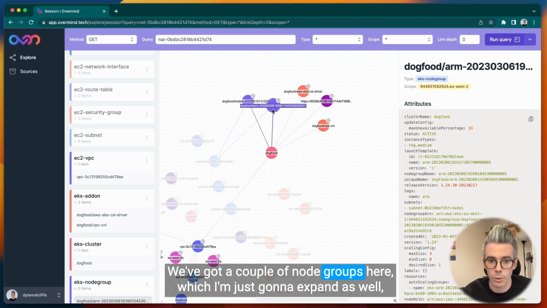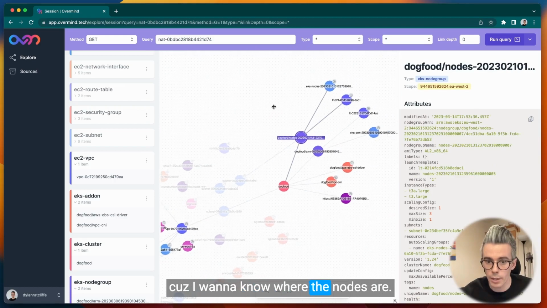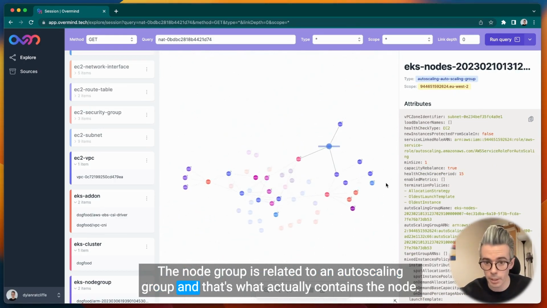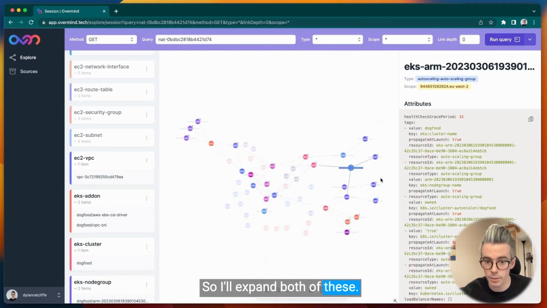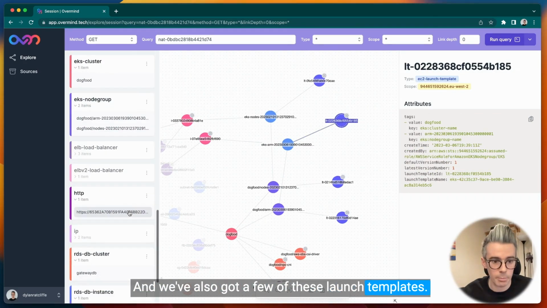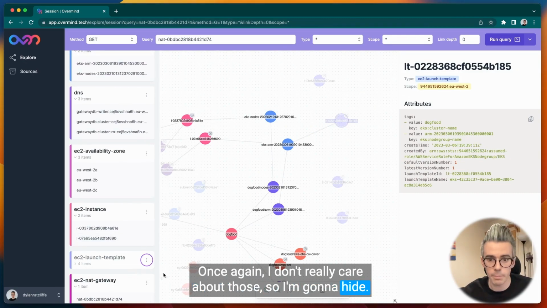We've got a couple of node groups here, which I'm just going to expand as well, because I want to know where the nodes are. The node group is related to an auto-scaling group, and that's what actually contains the node. So I'll expand both of these. And we've also got a few of these launch templates. Once again, don't really care about those. So I'm going to hide them.